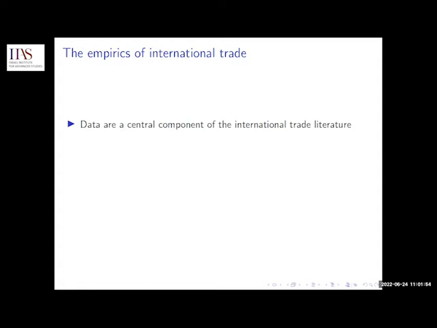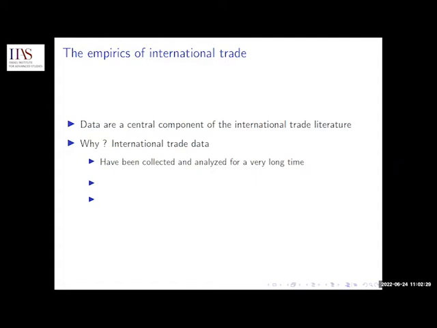So first, why is it the case that data are so central in international trade? I mean, they are in general in economics, but I think probably a bit more in international trade. And the reason, I think, or at least part of the reason, is that we do have a lot of data to play with. So in some fields of economics, data are really lacking, and people have to do experiments or go to historical books to find good data. It happens that in international trade, we don't need to do this. We have plenty of material to play with.